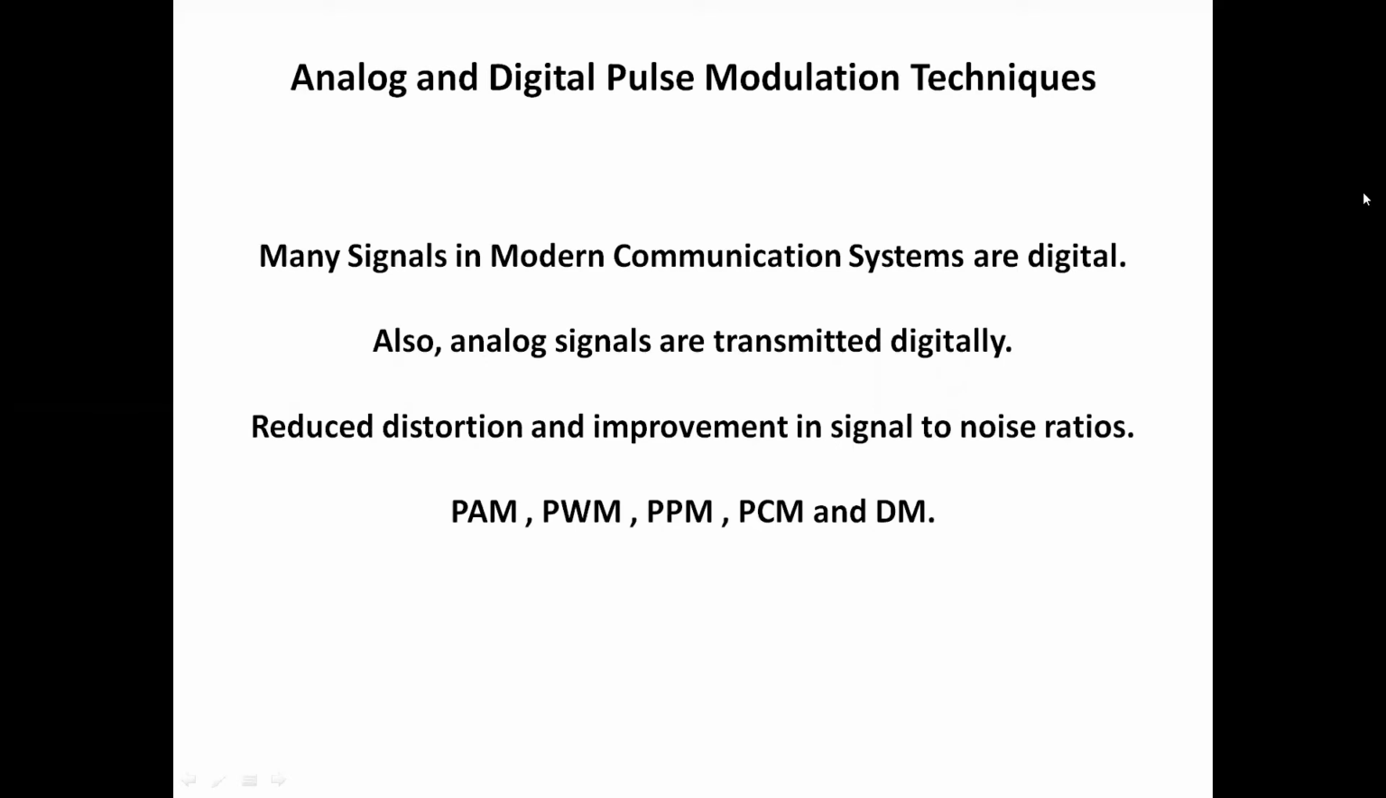Today's lecture will deal with basic introduction and preliminaries in analog and digital pulse modulation schemes. We know that many signals in modern communication systems are digital. Also, analog signals are transmitted digitally in order to reduce distortion and in order to improve the signal to noise ratio. Some of the techniques that we use for digitization, digital modulation, are pulse amplitude modulation, pulse width modulation, pulse position modulation, basic pulse code modulation techniques, and delta modulation that we are going to have a look at.